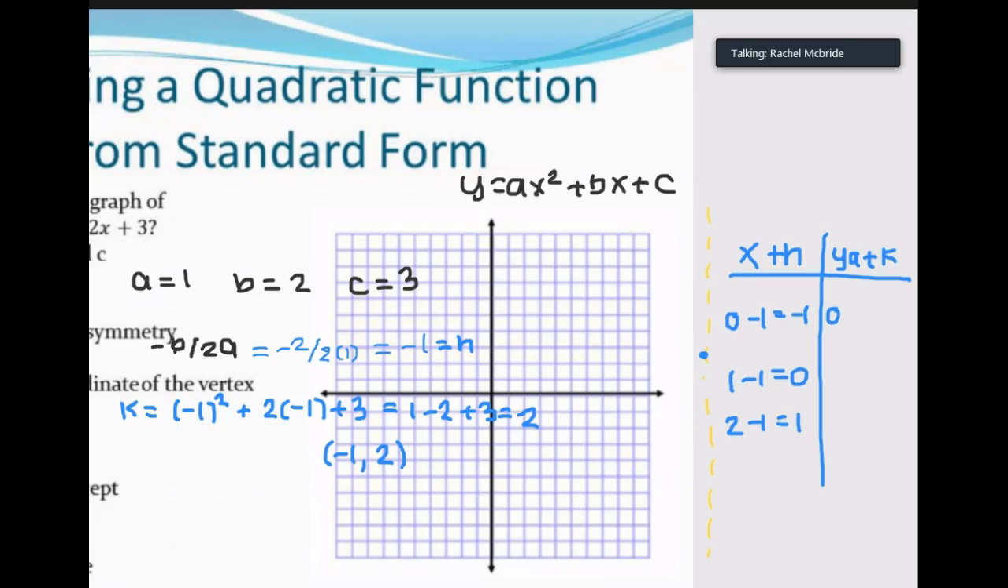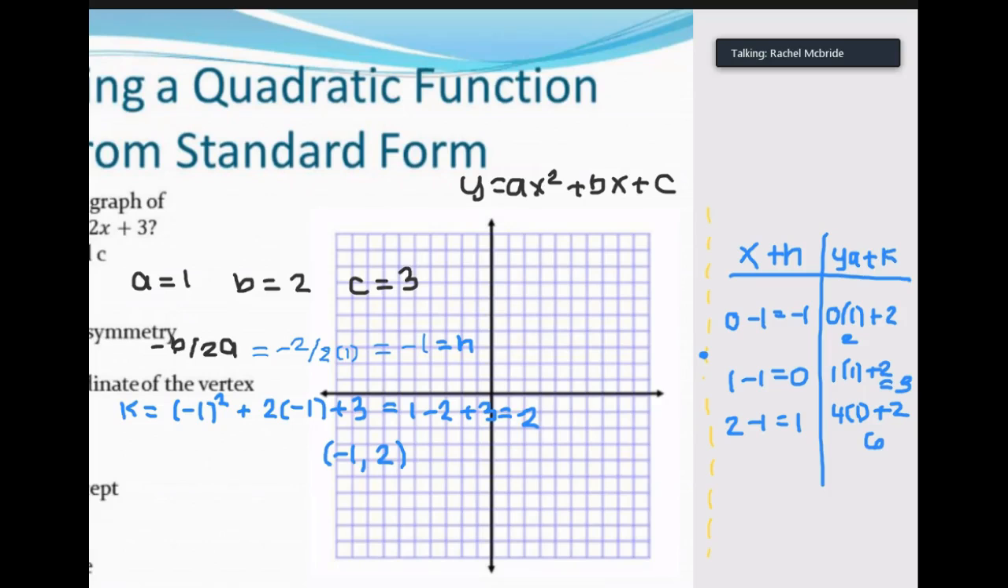And then 0, 1, 4. A is 1. A is the same for standard and vertex. And k is positive 2. So we get 2. So negative 1, 2, which we have already plotted. 1 times 1 is 1. 1 plus 2 is 3. So we're going to plot the point 0, 3. And then 4 times 1 is 4. 4 plus 2 is 6.